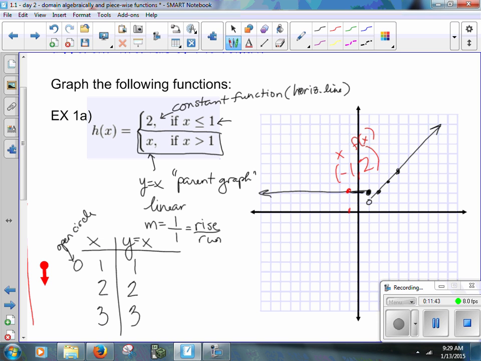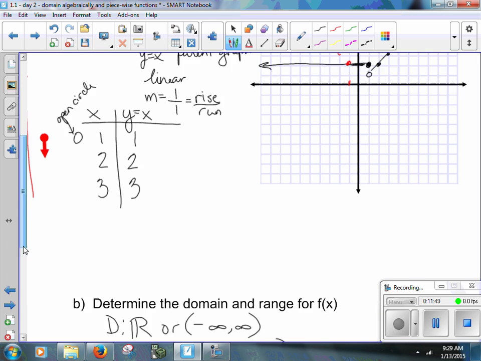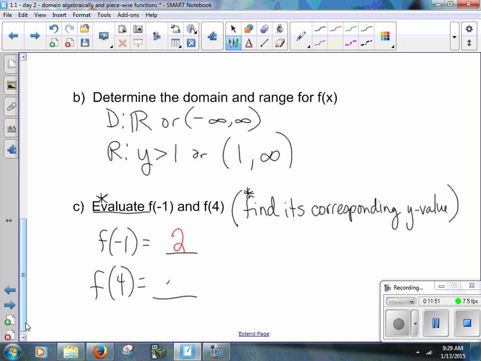Let's see what f of 4 is. F of 4. You guys agree? 1, 2, 3, 4. Go up to the line. What is it? Does everybody agree with that?